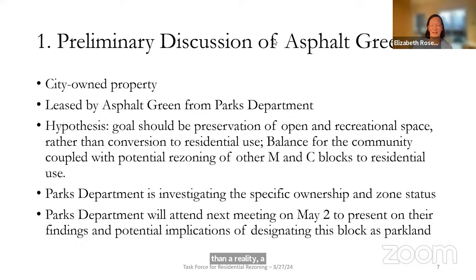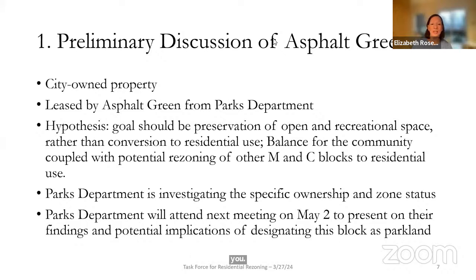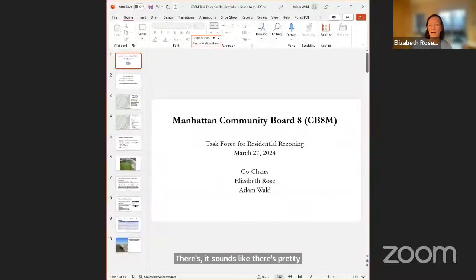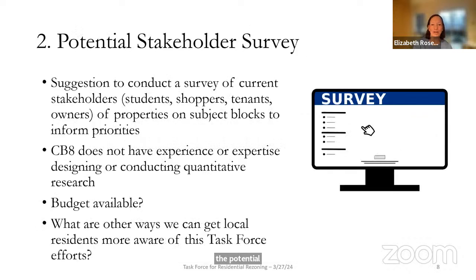That's super. Thank you. So let's see if we can summarize this portion of the conversation. It sounds like there's pretty unanimous support for ensuring that this block continue as open and recreational space, and perhaps even to see an expansion of access to this space. So everybody, please come back on May 2nd, when we will hopefully have some greater information from the Parks Department as to what the possibilities are and what the potential implications are. Okay, moving on. Adam, your turn.